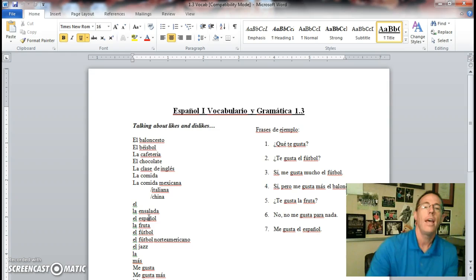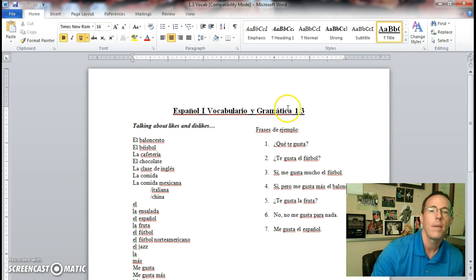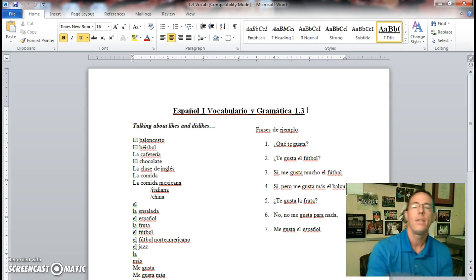Today we're going to be taking a look at Español 1, Vocabulario y Gramática 1.3. What that basically means is it is the third paso or tercer paso of the first chapter. And we're just going to take a few minutes to go over some of the pronunciation and some of the definitions of our new vocabulary, our new grammar.